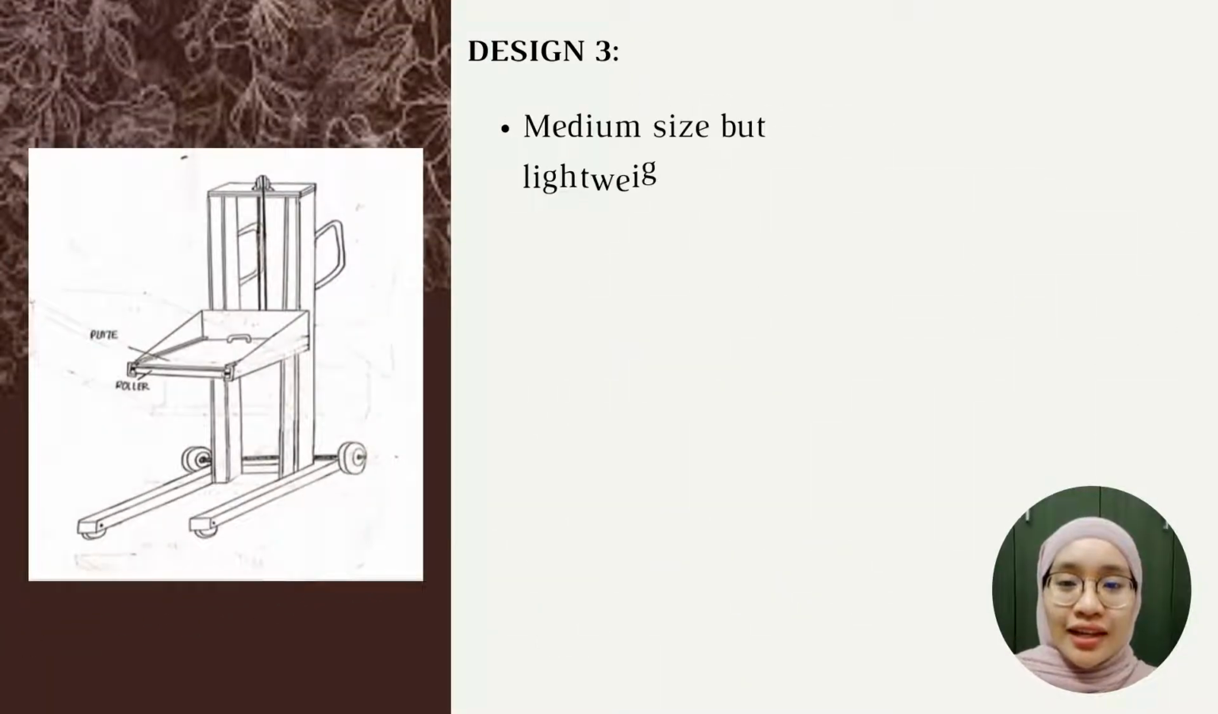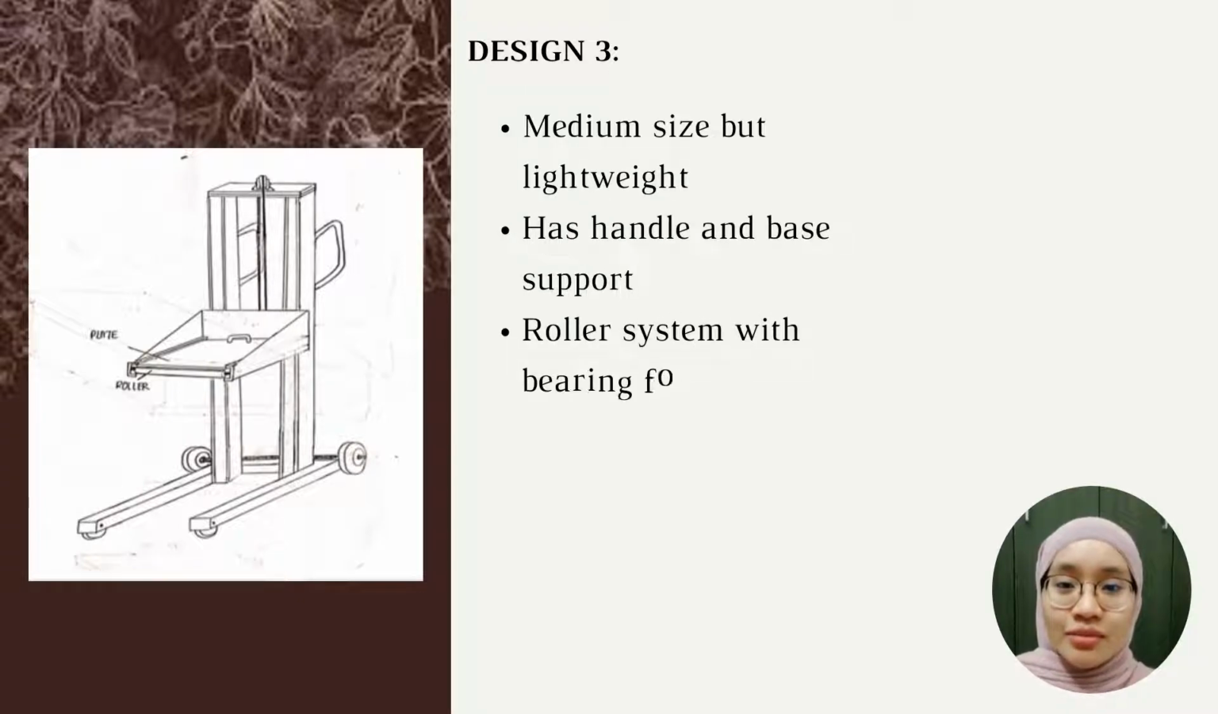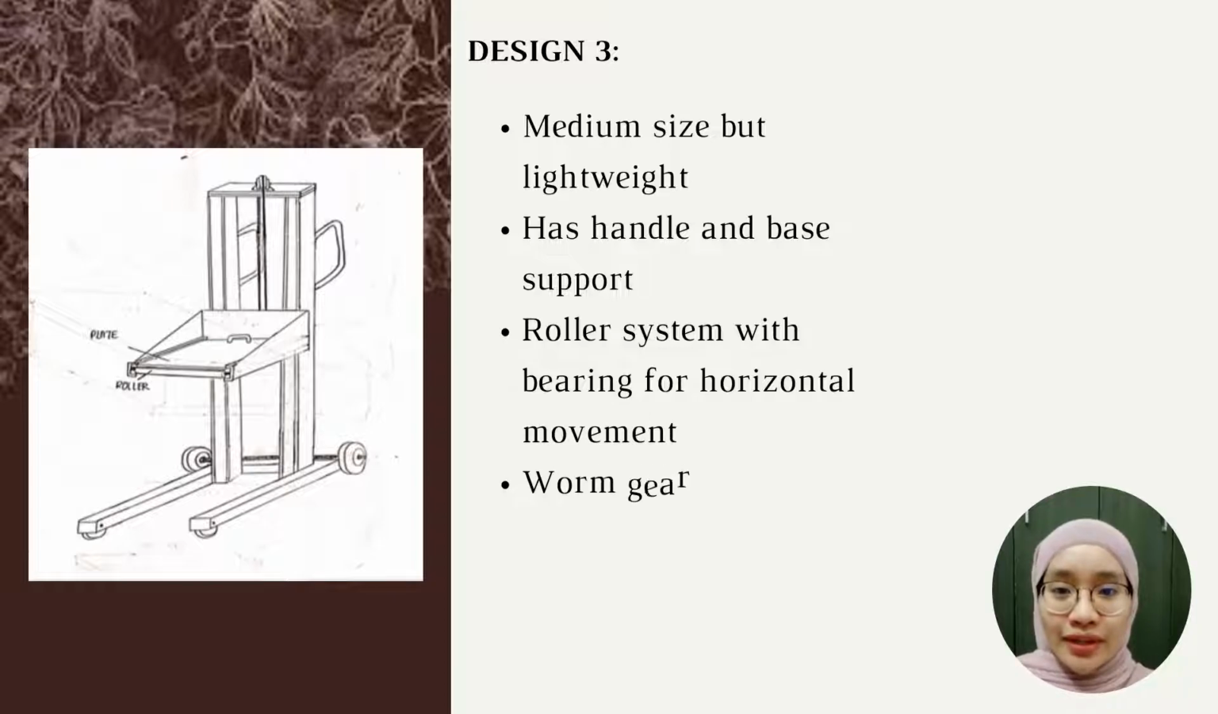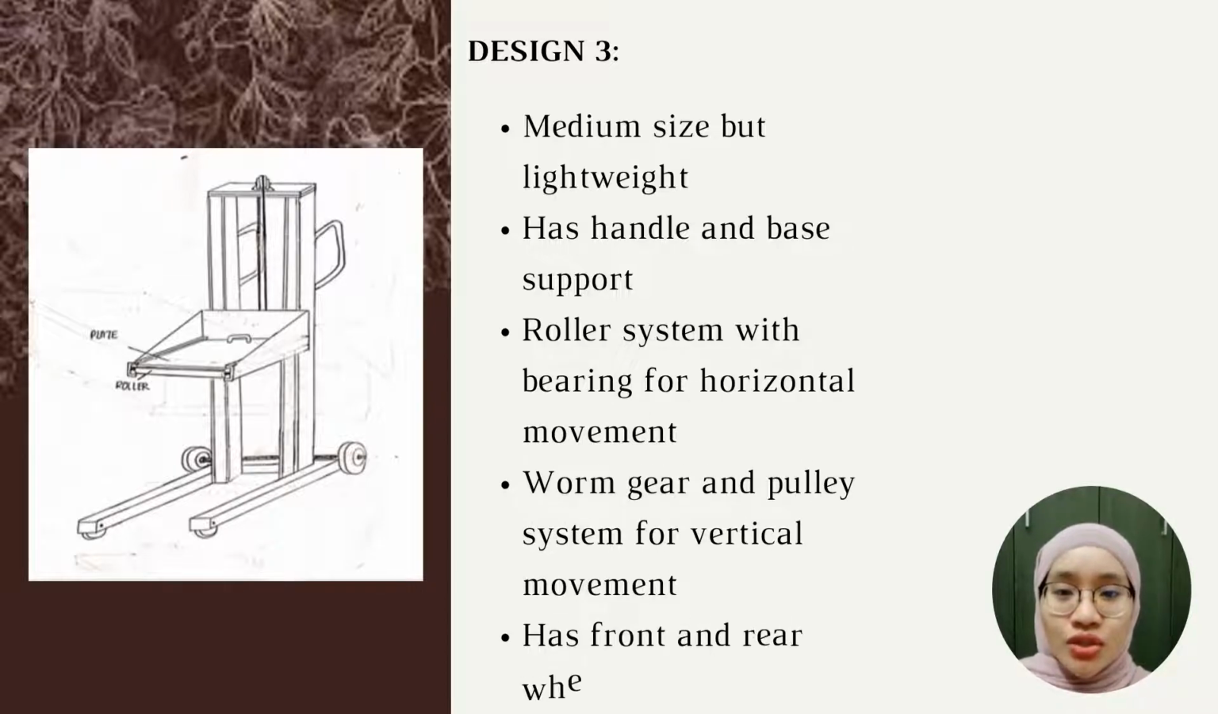Design 3. This stacker design has front and rear wheels. The size of the stacker is medium and it is lightweight. This design has a handle and base support. It uses a roller system with bearing for the horizontal movement. For the vertical movement, it uses a worm gear and pulley to move up and down when lifting the load.